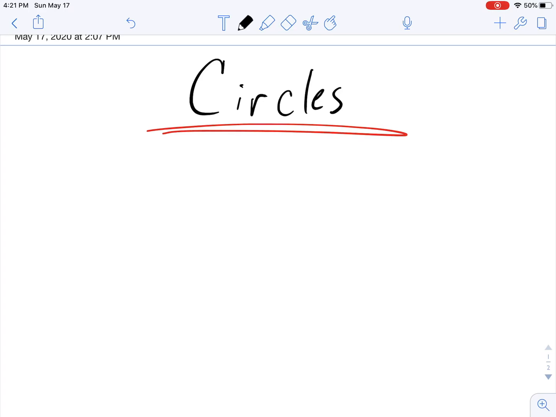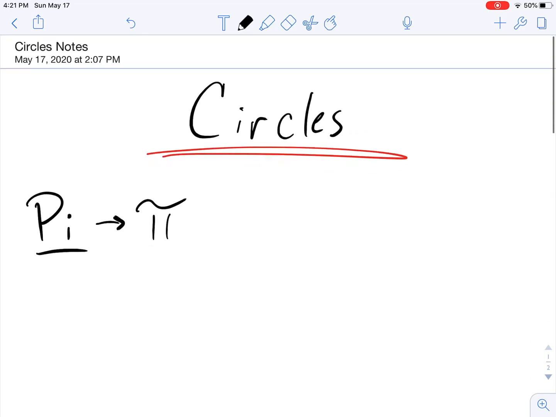Okay, so for circles, first we need to go over some vocab. The first vocabulary word is pi, and pi is a number. The symbol is written like this, two lines with a squiggle on top. I like the squiggle myself, but some people just do a straight line. It's up to you. For your computers, to make pi on a Google Doc, you go to Insert, and then Special Character, and you type in pi, P-I, and you'll find pi.